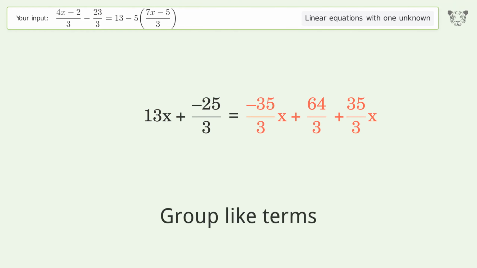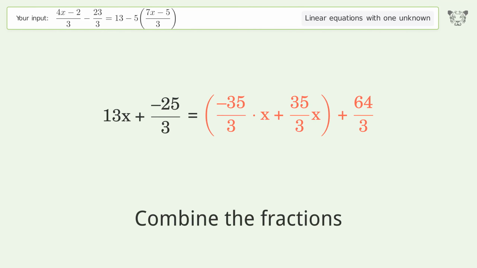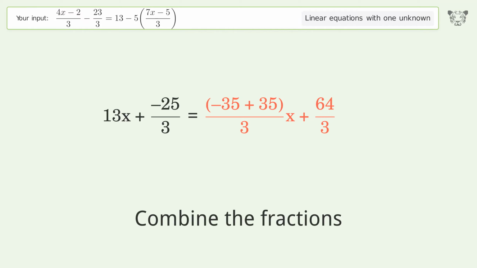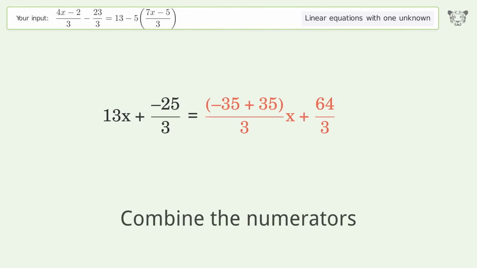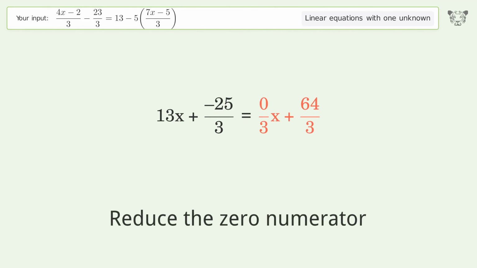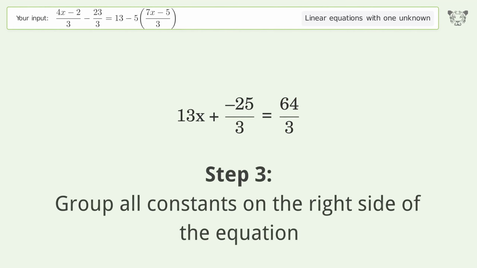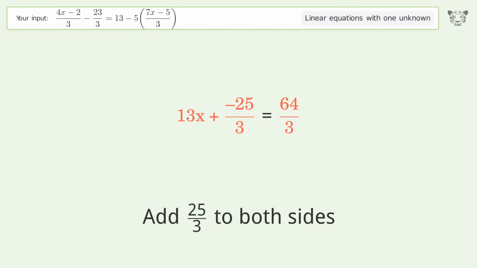Group like terms. Combine the fractions. Combine the numerators. Reduce the zero numerator. Simplify the arithmetic. Group all constants on the right side of the equation. Add 25 over 3 to both sides.